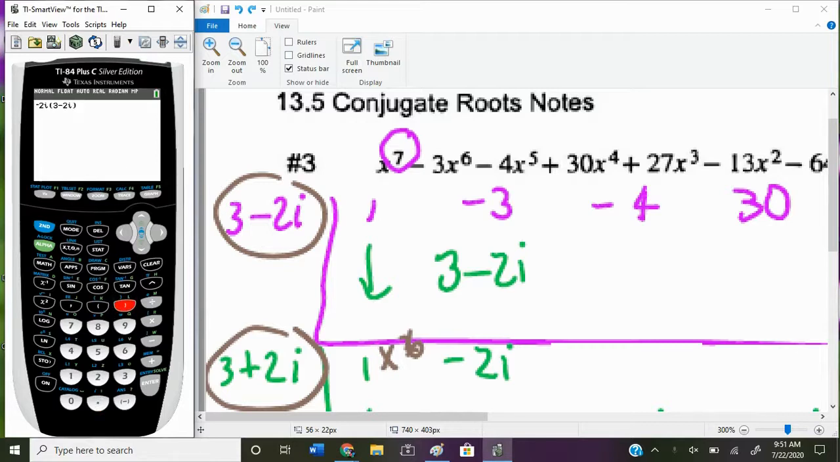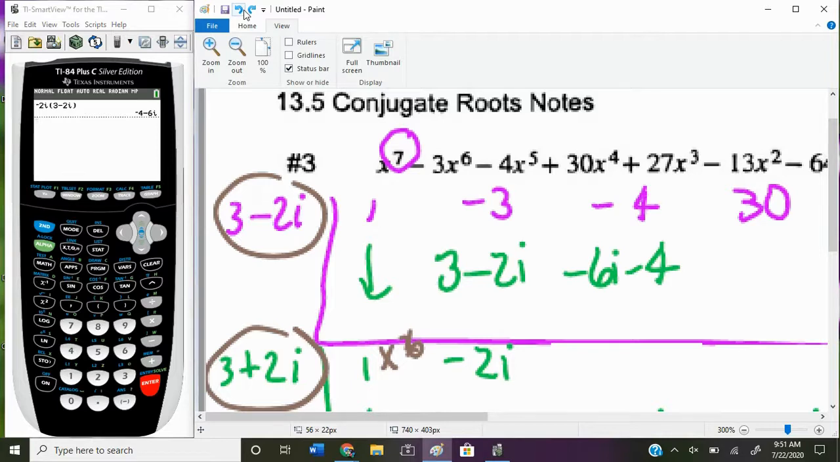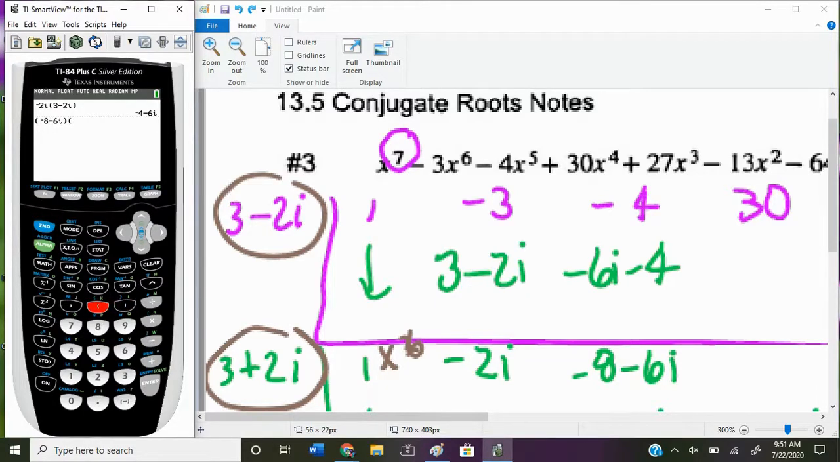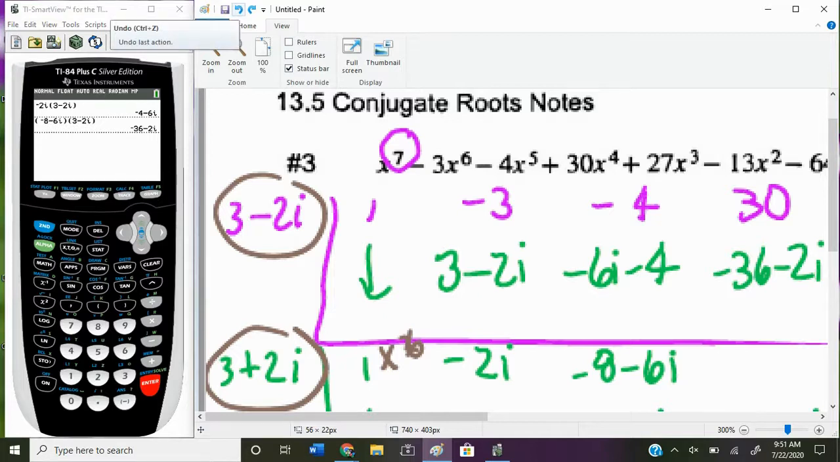On our paper, if I hit enter, I'm going to get negative 4 minus 6i. So I'm going to add that in there. If I add together, I get negative 8 minus 6i. All right, so now we want to multiply negative 8 minus 6i times 3 minus 2i. And I get negative 36 minus 2i. All right, and then I'm going to add together, and I'm going to get negative 6 minus 2i.